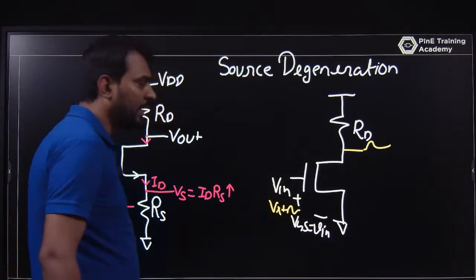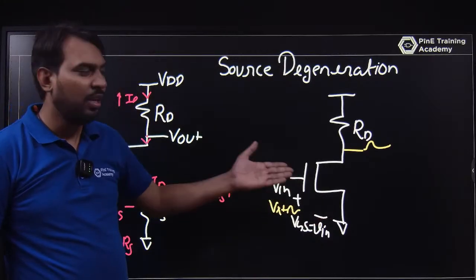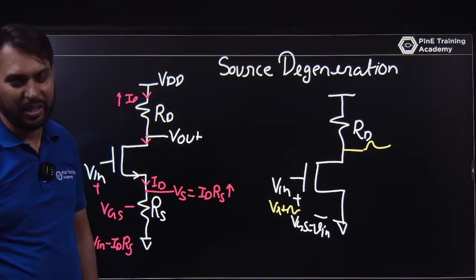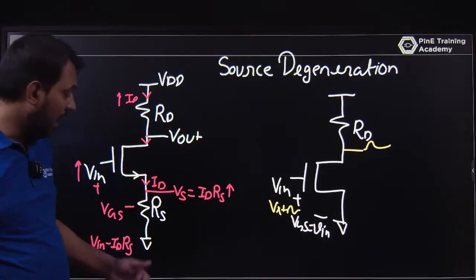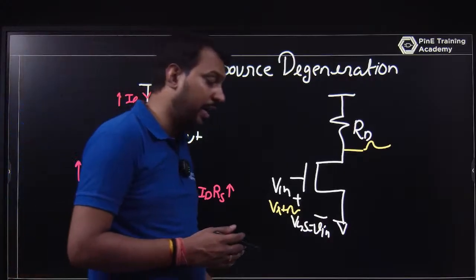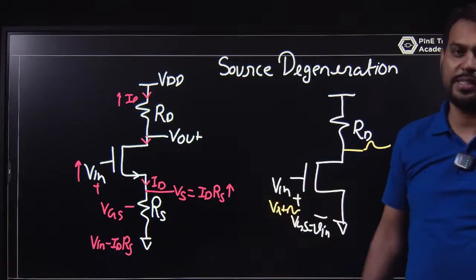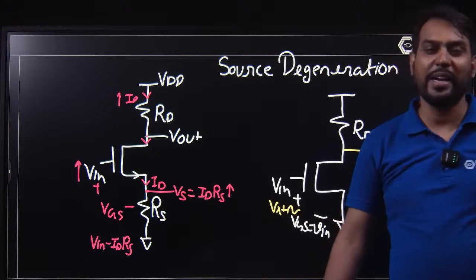So you can understand the problem here. If you have an input and the source is grounded, as the input voltage increases, V out is VDD minus ID RD. There is no feedback. Here you have a feedback. Is it okay? That's why source degeneration is mostly useful in a differential amplifier. Once you design a differential amplifier, you use this resistance RS. And this will also help you to increase the output impedance.